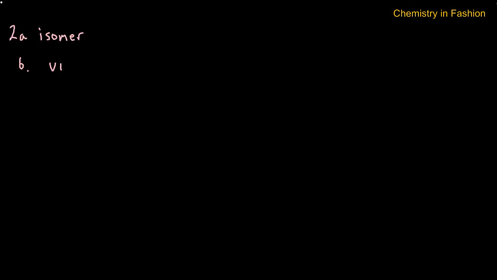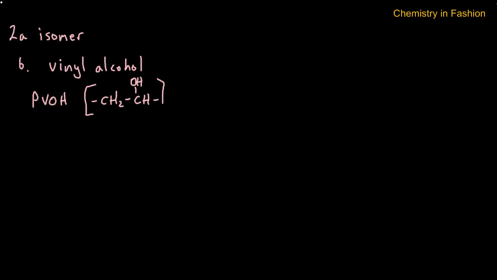Let's take a look first of all at vinyl alcohol. And if you look in the text, you're given the PVOH. You see the structure is given as CH2, CH with an OH group here. Of course, that's what makes it an alcohol. And n. So that's the monomer that makes up this polymer.